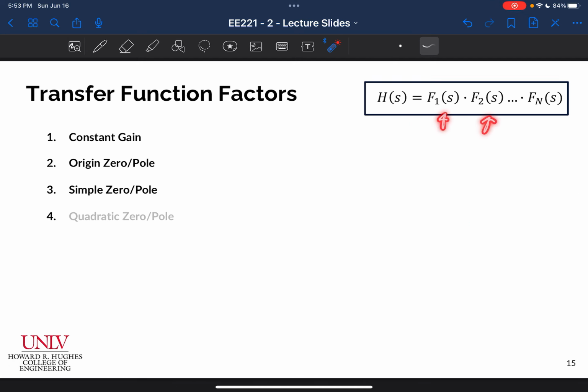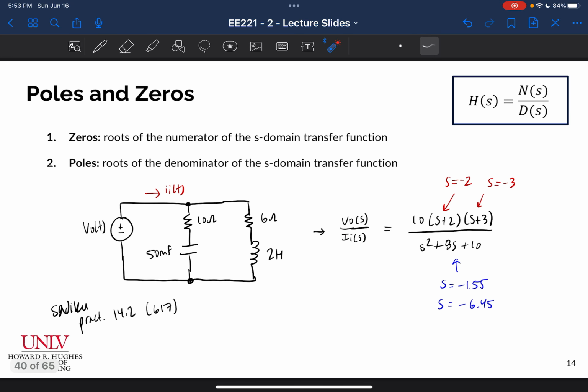Different factors, I'm calling these factors F1 of s, F2 of s, and if I just multiply them all together, I get one big transfer function. And we're going to use log rules to show that you can just add all their effects to create the Bode plots. Okay, so I'm going to go ahead and end this video here.